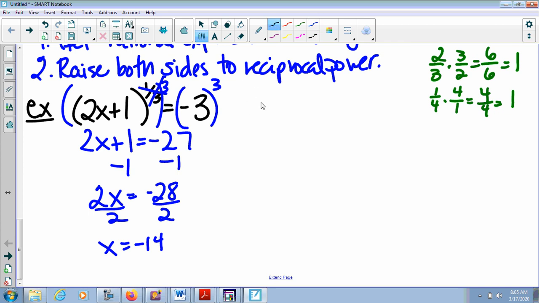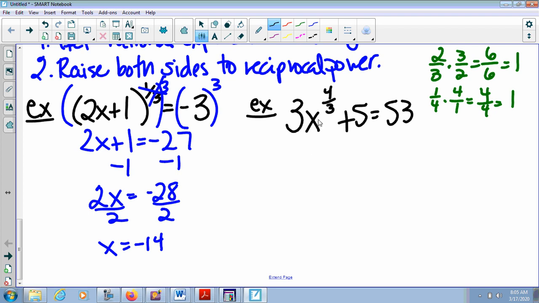Alright, we'll do another. Let's go with one that has an actual number on the top instead of just a 1. Now what about 3x to the 4/3 plus 5 equals 53. So in this case, the only thing that's raised to the 4/3 power is the x. There's not parentheses, so the 3 is not bothered by that. So when we get it by itself, we're just trying to get the x to the 4/3 by itself. Okay. So we know we'll subtract 5 first.